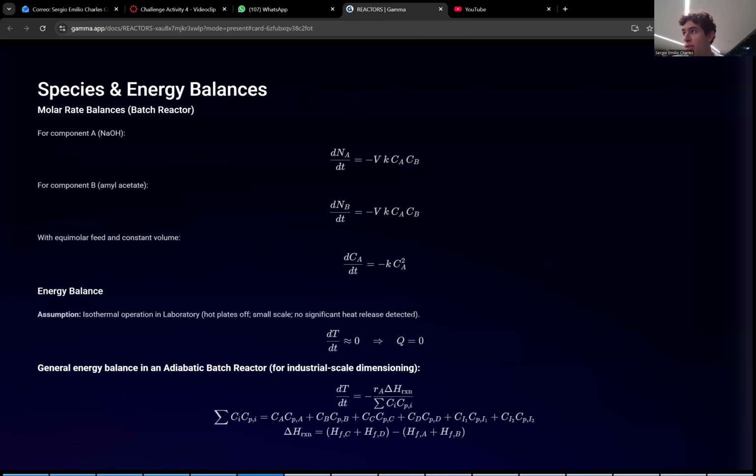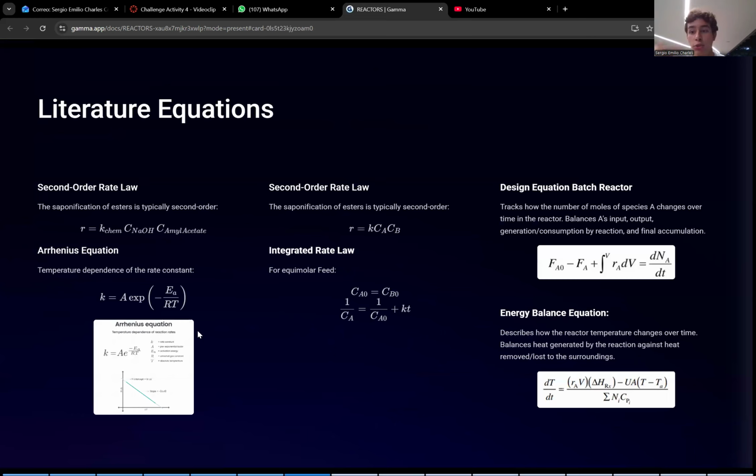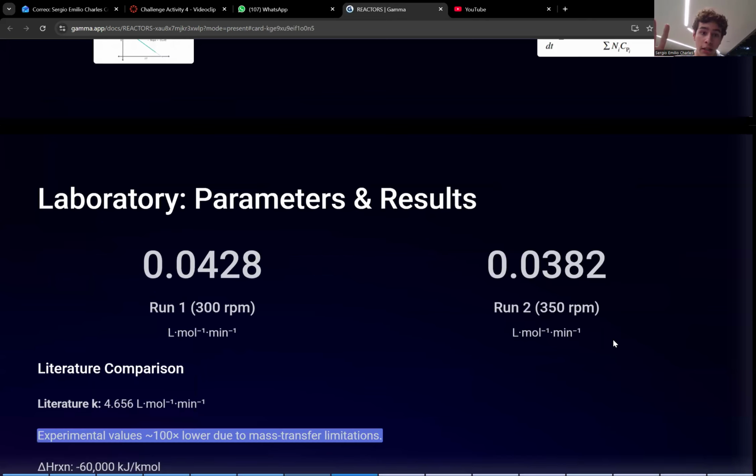Again, energy balance: we say that it's adiabatic, so Q equals 0, meaning that the heat made by the reaction will stay inside the reactor, raising the temperature of the reactants, and there won't be external heat exchange with the surroundings. Here is the energy balance used and all definitions implemented. Literature equations: well, we used the Arrhenius equation to put k as a function of temperature. We used the rate laws integral method to determine the order, the design equation of a batch reactor, and the energy balance for an adiabatic batch reactor.